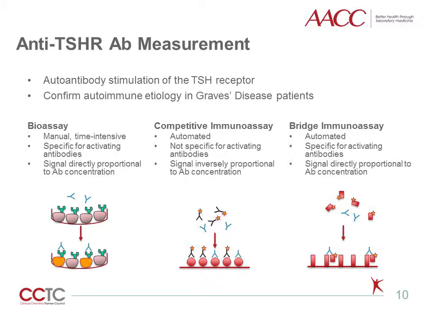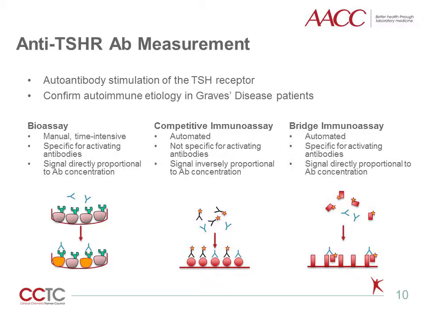Following stimulation of the TSH receptor by anti-TSHR antibodies, cyclic AMP production increases inside the cell, stimulating the cyclic AMP reporter to produce luciferase, which generates light. In this assay format, signal is directly proportional to antibody concentration. This format is specific for activating antibodies, but requires cell culture and is labor-intensive.